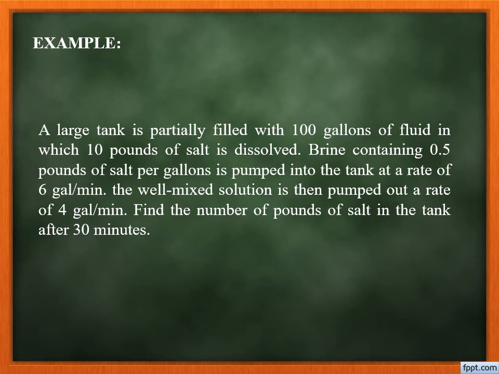For example, a large tank is partially filled with 100 gallons of fluid in which 10 pounds of salt is dissolved. Brine containing 0.5 pounds of salt per gallon is pumped into the tank at a rate of 6 gallons per minute. The well-mixed solution is then pumped out at a rate of 4 gallons per minute. Find the number of pounds of salt in the tank after 30 minutes.